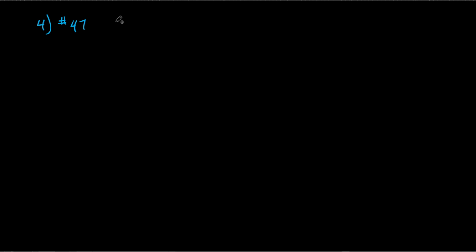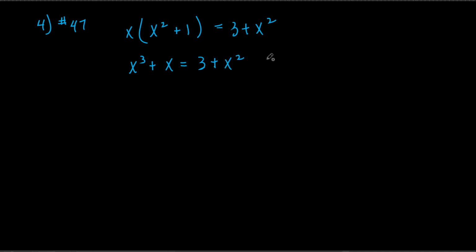All right, so let's look at 47. So it's Z. I'm going to put an X. Is that all right? x squared plus 1 equals 3 plus x squared. All right, well, the first step right here, I think is kind of obvious, don't you? Distribute the x through here. So let's see what we get. So we get x cubed plus x equals 3 plus x squared. I guess that's the best thing to do. Yeah, I'm sure it is.